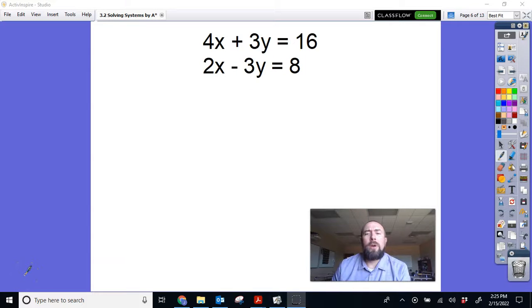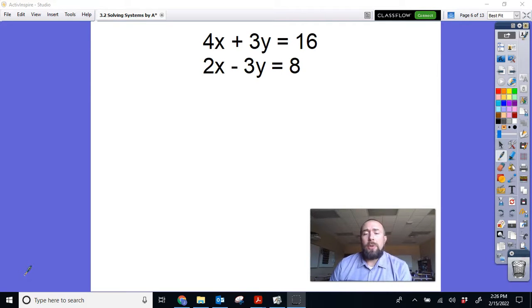All right, so we've been looking at solving systems of equations, linear equations specifically, and we've used a graphing method. Yesterday, and the day before on the video, we looked at the substitution method. Today I'm going to teach you a third method called the addition method.